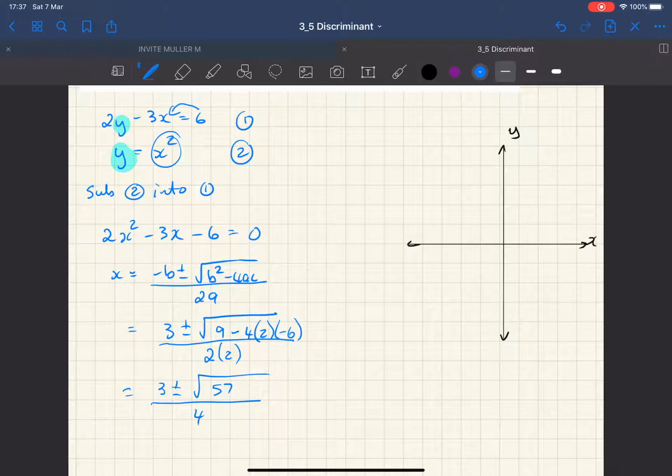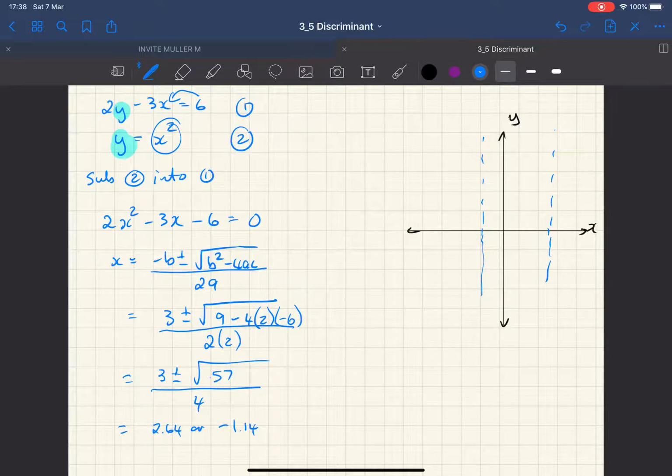by 4. I'm now going to say 3 plus square root 57 divided by 4, and my answer will be 2.64, or 3 take away square root 57 divided by 4, my answer will be negative 1.14. So I have two x values. I know that these two graphs are the same at 2.64 and also at negative 1.14. So somewhere along this line and this line, there's going to be an intersection between those two.